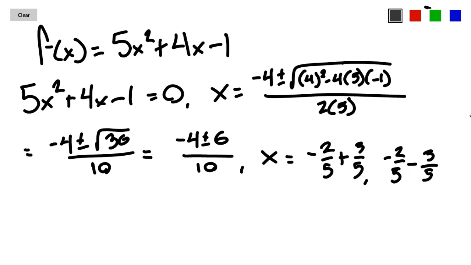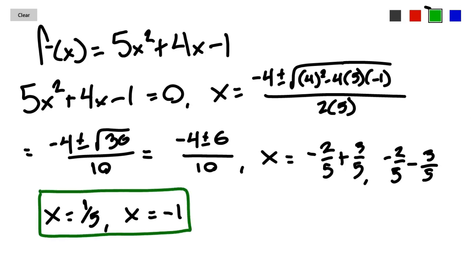So when it comes down to it, the values of x that are going to make this function equal to 0 are negative 2 over 5 plus 3 over 5, which gives me 1 over 5. And the other one is going to be x is equal to negative 1. So if I plug in these two x values, I'm going to get a 0 back for f of x.